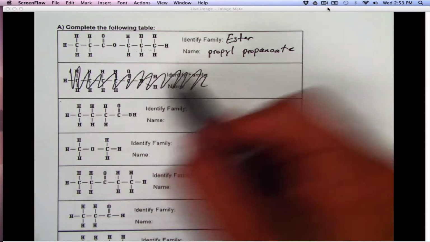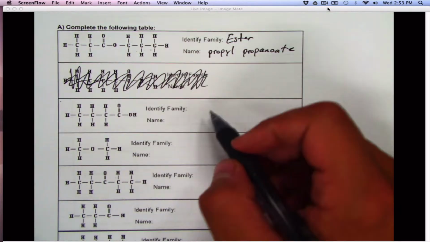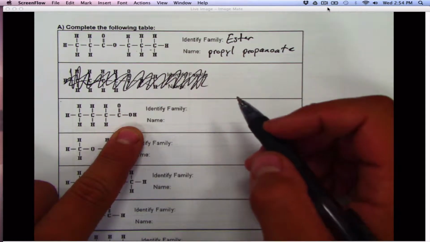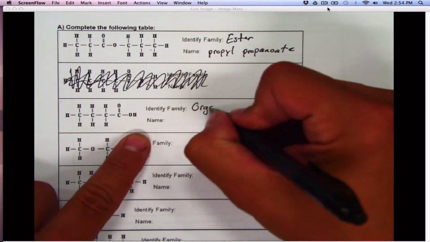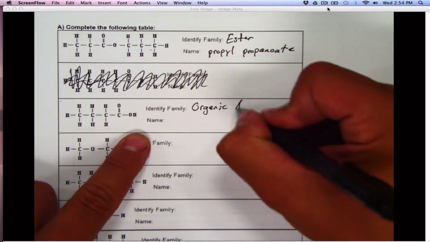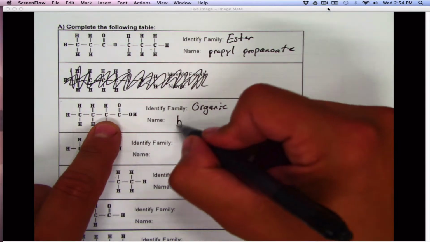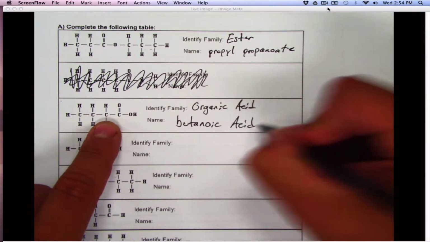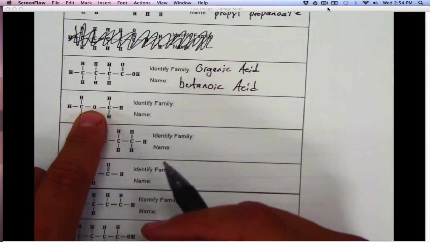Next one, you can skip this one. We're not going to do ones with nitrogen in them. Family, oxygen with a double bond to an oxygen. This looks like what we like to call an organic acid. So all I got to do is add oic acid. My longest chain is 4. Butanoic acid.